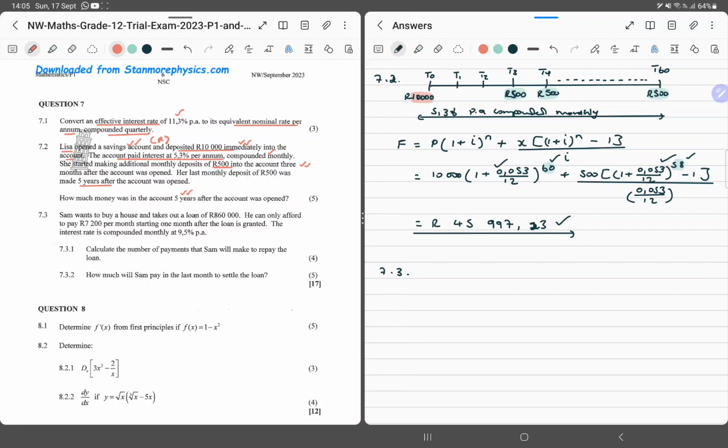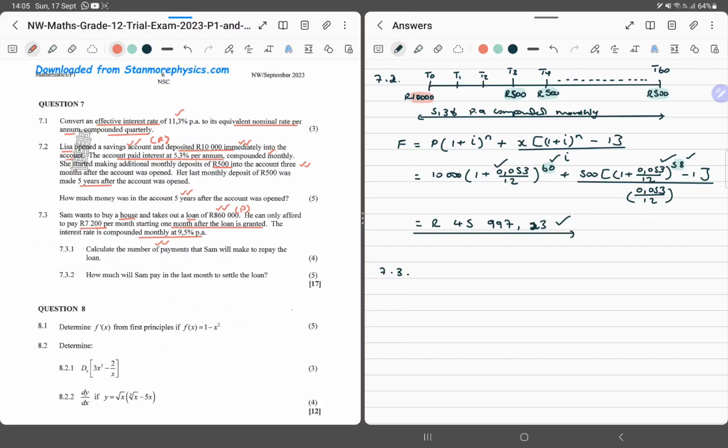7.3, we are told here, Sam wants to buy a house, okay, and takes out a loan of 860,000 rands. So a loan, you're talking about a present value calculation. He can only afford to pay 7,200 per month, starting 1 month after the loan is granted. Obviously, just respecting that grace period. Now the interest rate is compounded monthly at 9.5% per annum. Calculate the number of payments that Sam will make to repay the loan.